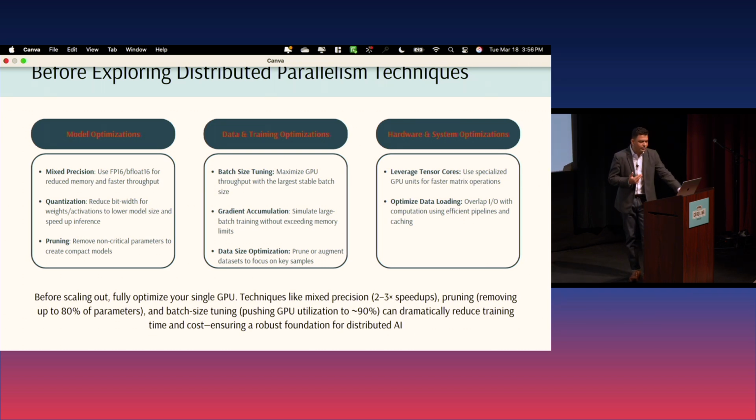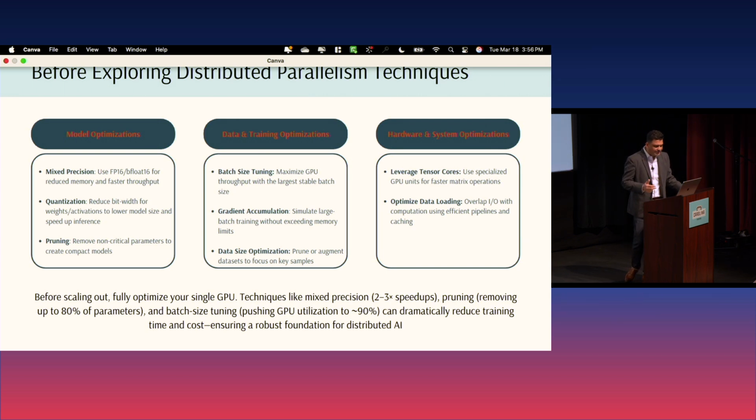The second thing we can do is also around gradient accumulation. So can we try to mimic large batch training without necessarily having to increase our batch size, and thus also improve the throughput coming out of that?